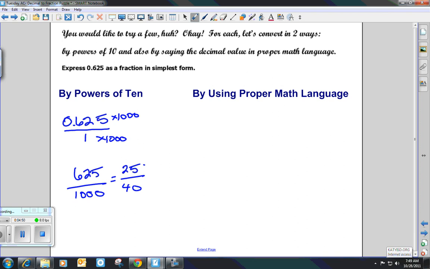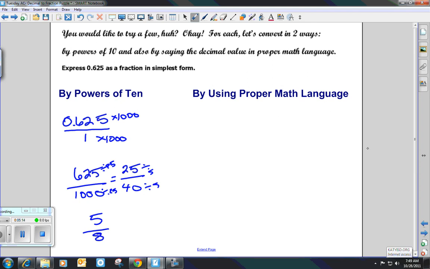So if I divide by 5, and this was divided by 25. If I divide by 5, I'm going to end up with 5 over 8, 5/8. Okay, so that's how you can change your decimal to a fraction using powers of 10.